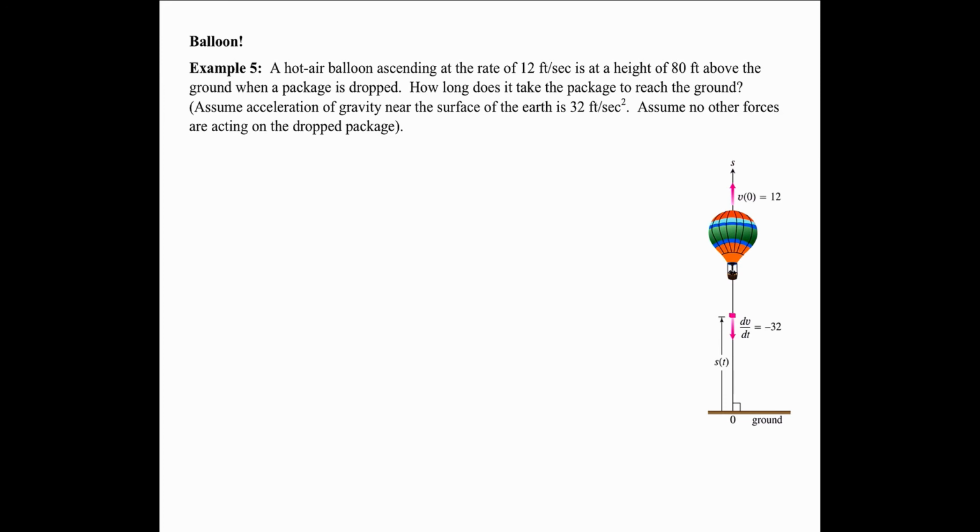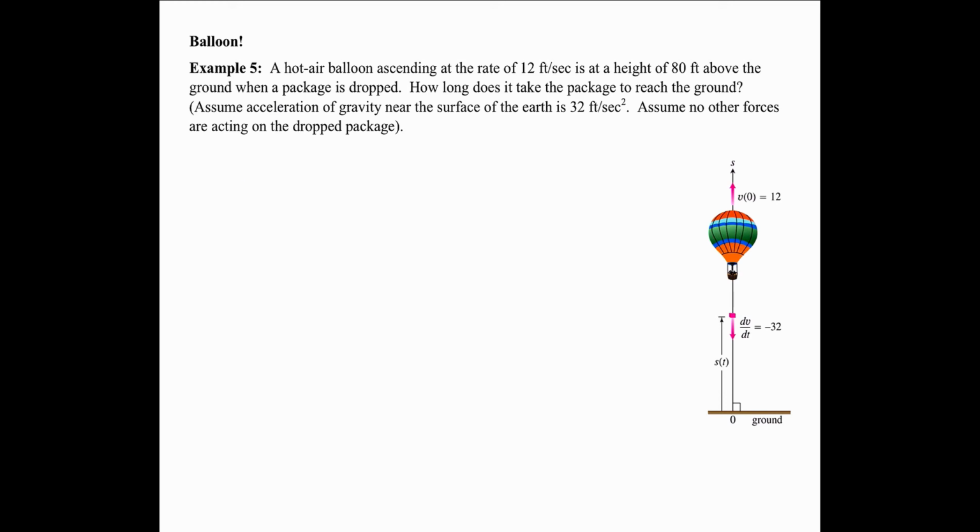And now let's take a little trip on a hot air balloon and figure out what type of calculus is going on there. Told you, there's calculus everywhere. So the hot air balloon, ascending at a rate of 12 feet per second, is at a height of 50 feet above the ground when a package is dropped. Hopefully that package doesn't hit anyone, but how long does it take for that package to reach the ground? We can also assume the acceleration of gravity near the surface of the Earth is 32 feet per second squared. Assume no other forces are acting on it, such as air resistance.